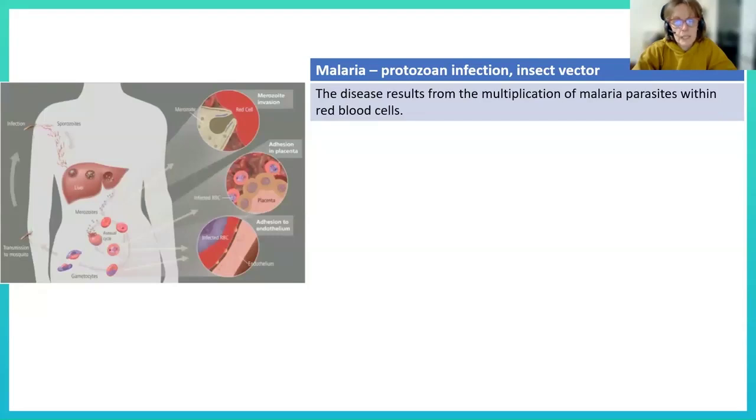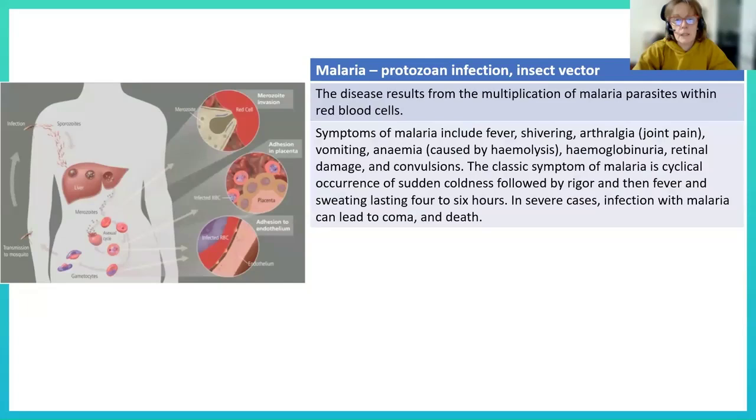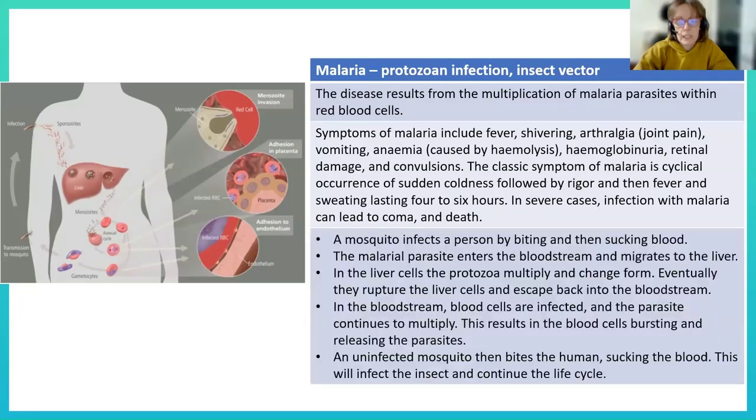So what happens is you get bitten by a mosquito, it drinks your blood and leaves some of the parasites in your blood as part of that process. So it gives a nasty fever, you get shivering, joint pain, vomiting, anemia caused by hemolysis, so your blood cells bursting. It's pretty nasty. It's cyclical, so you'll get sudden coldness, then fever, and then it lasts 4 to 6 hours. Infection with malaria can lead to coma and death, particularly in young children. It's really nasty in little kids.